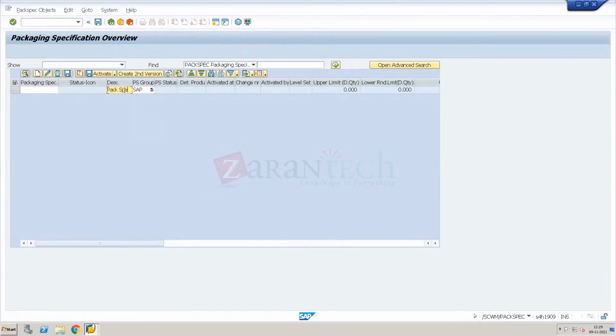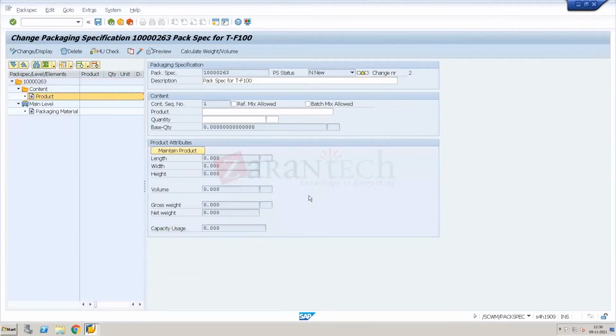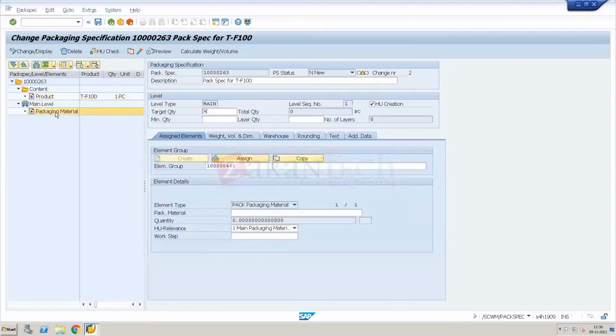Pack spec for B-F100. Copy, take this, and then. So why am I creating the pack spec? Because we know the pallet size. I'm going to create a lot of pallets, maybe 30 odd pallets, and I don't want to pack them manually. The same pack spec will be used while we receive from production as well. 4 pieces into one Euro pallet, just one level of packing for my finished products.